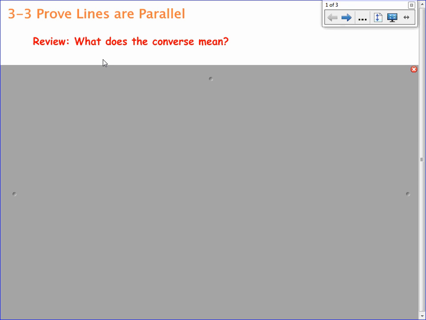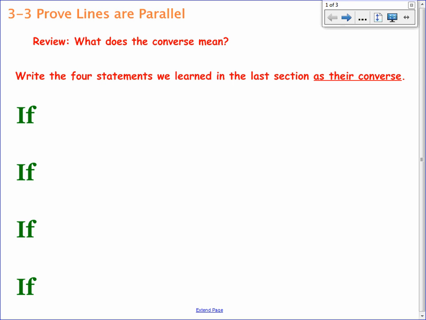So what is well, let's back up. On those 4 sentences, what did they all start with in the last section? If parallel lines. So all of these are going to end with then parallel lines. So all of these sentences are proving that 2 lines are parallel. So give me one of them right now. If what? Converse of one of the 4 if-then sentences.